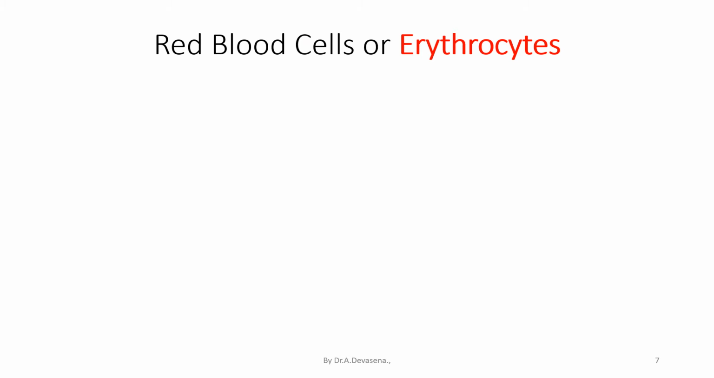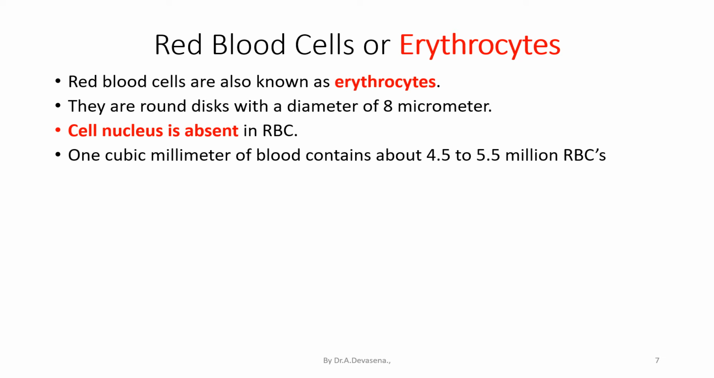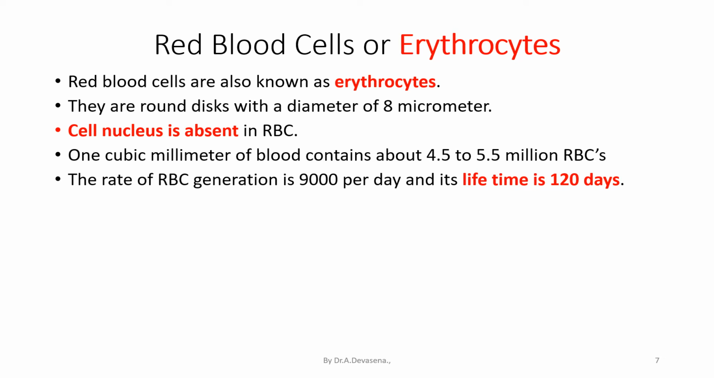Now we see about red blood cells. Red blood cells are also known as erythrocytes. They are round discs with a diameter of 8 micrometer. Cell nucleus is absent in red blood cells. 1 cubic millimeter of blood contains about 4.5 to 5.5 million RBCs. The rate of RBC generation is 9,000 per day and its lifetime is 120 days. RBC is generated at the bone marrow.